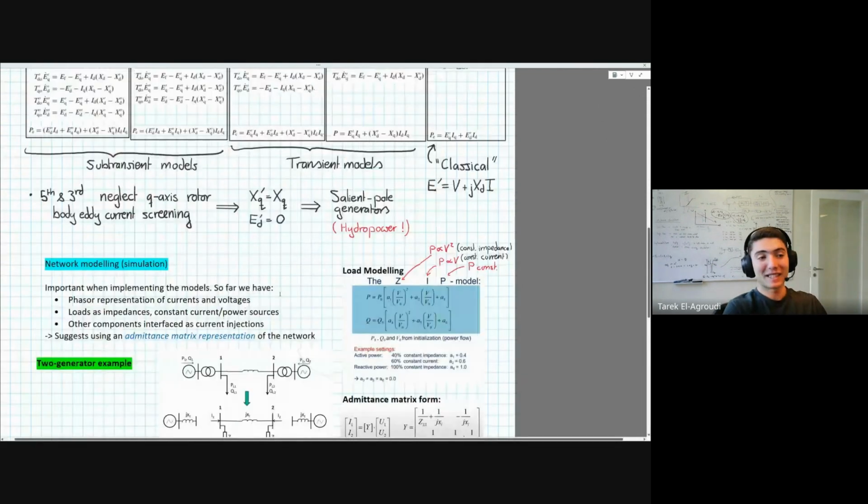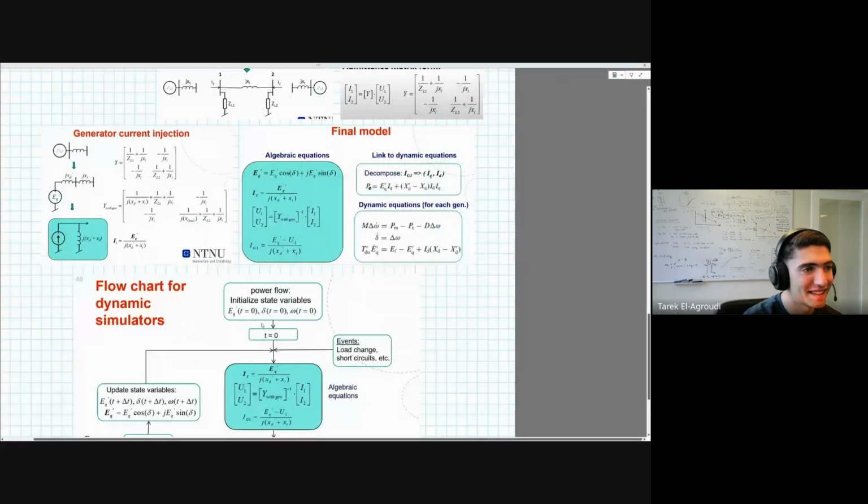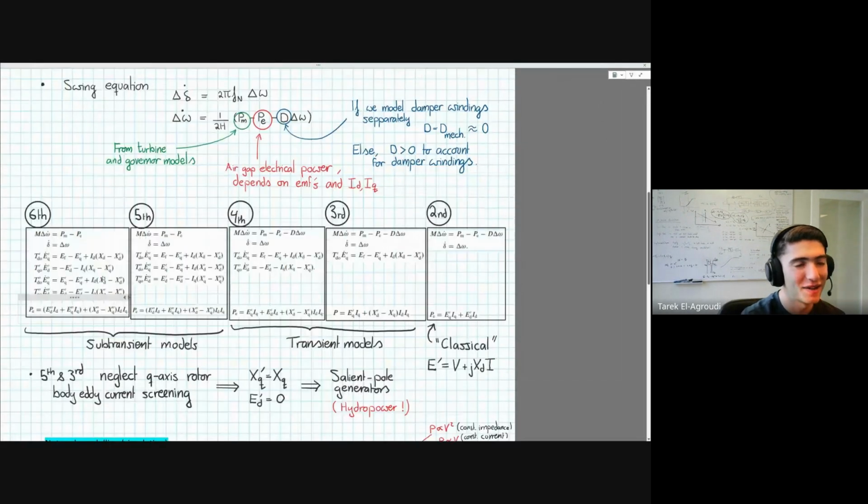That was a very bad explanation. The main idea here is that if you want to model how the synchronous generator behaves to short circuits or different controllers, and you want to simulate it, then you need to initialize all these states, and that's the main part of this course.